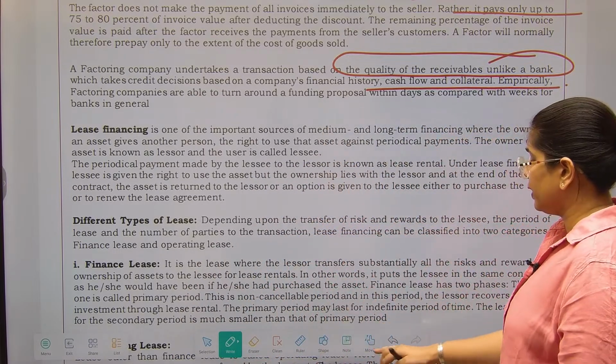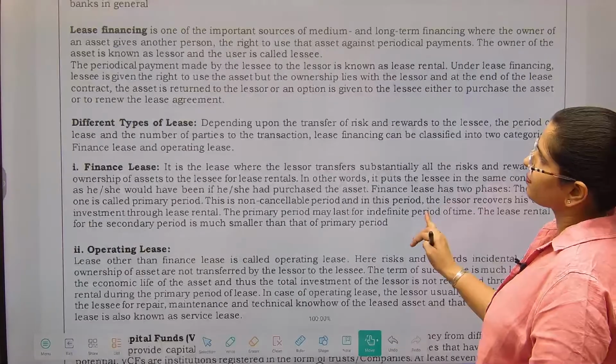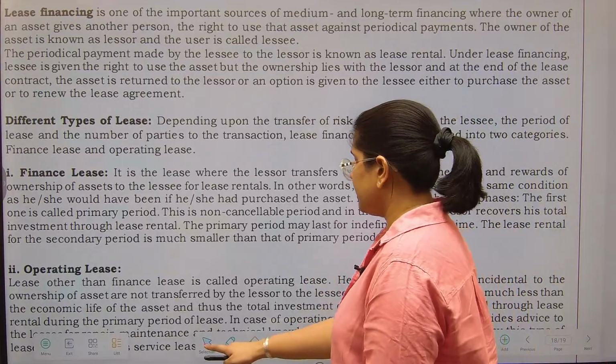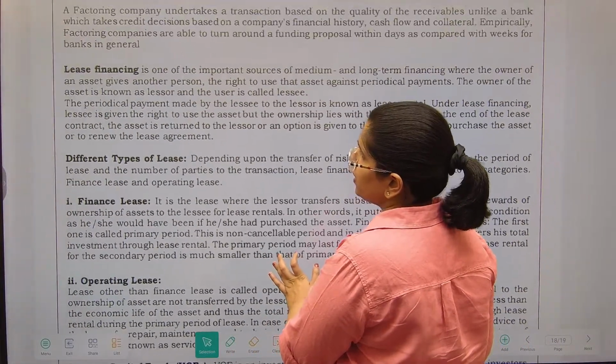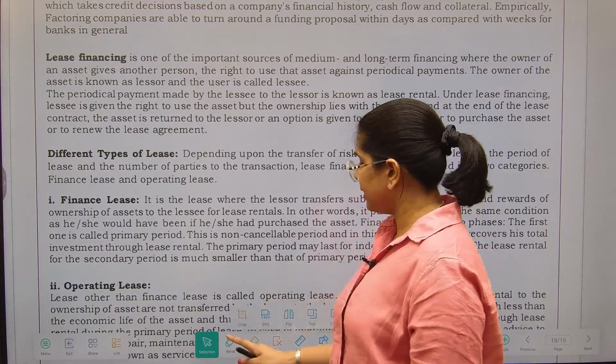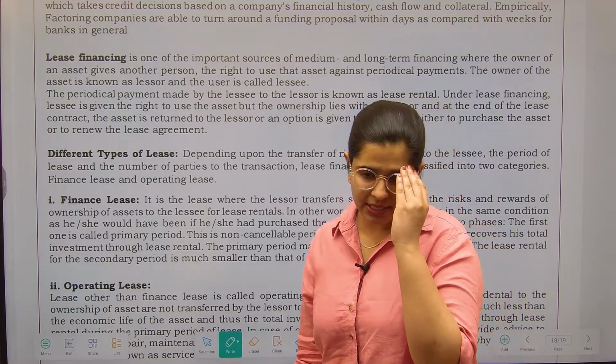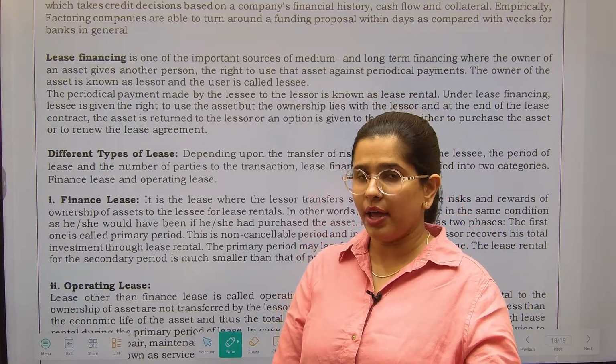Now lastly we have lease financing, right? What happens in a lease is that there is an asset in question, and that asset is given on rental. You can understand it that way: the asset is given on rental.